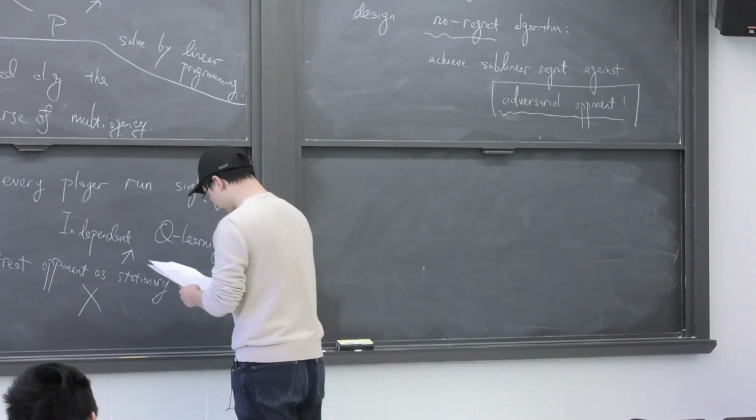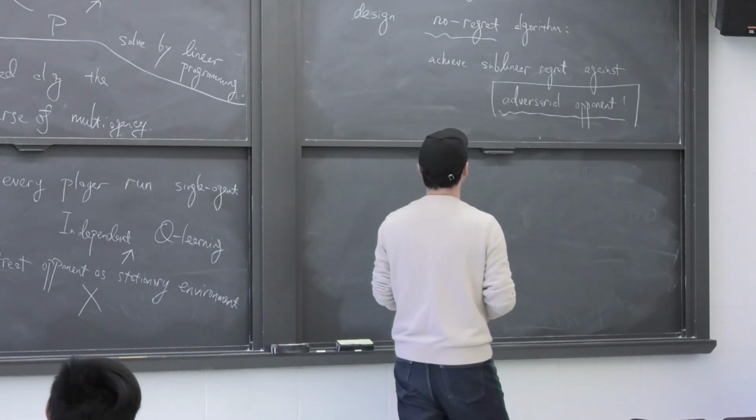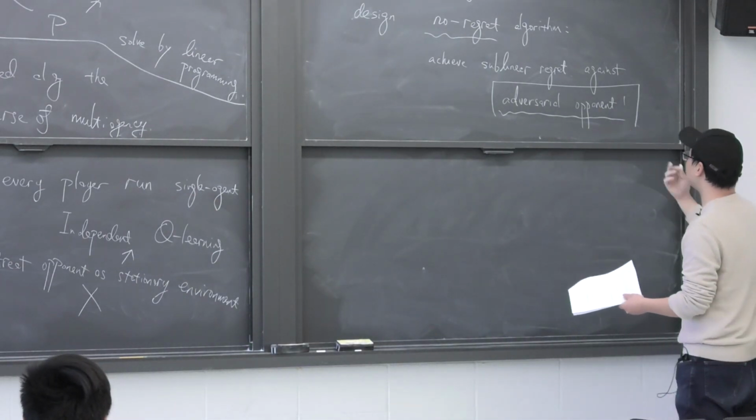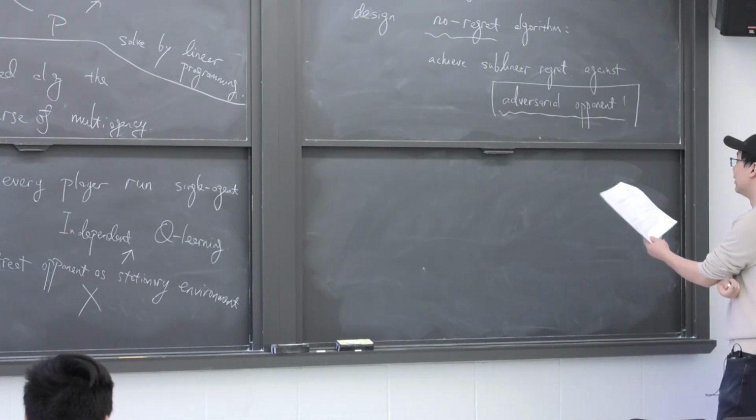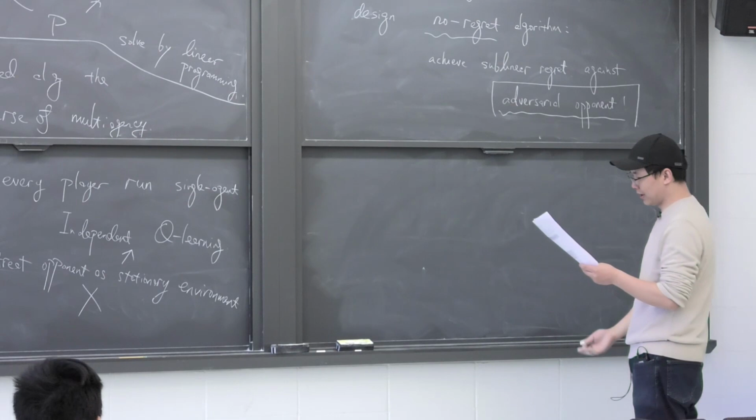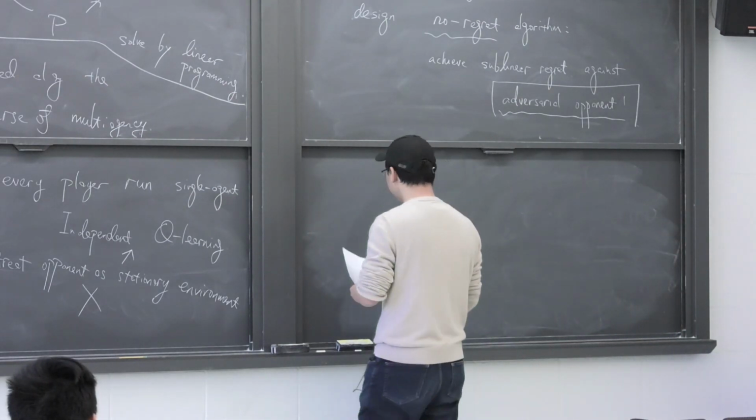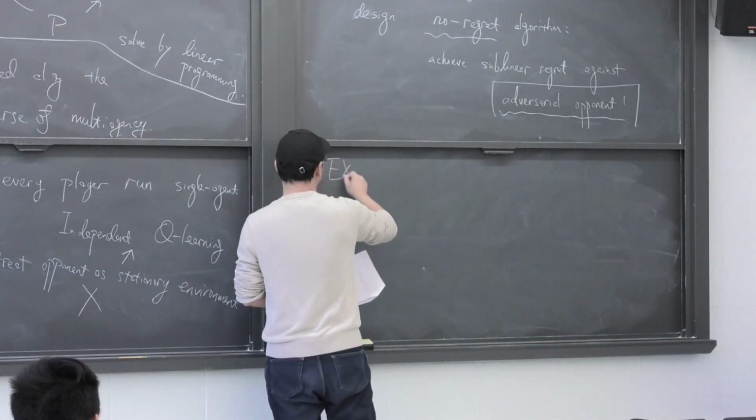So it turns out that there are a lot of algorithms that can achieve this, can be called no regret or achieve sublinear regret. So I will just introduce one of the very famous ones. It's called EXP3 for multi-arm bandit.